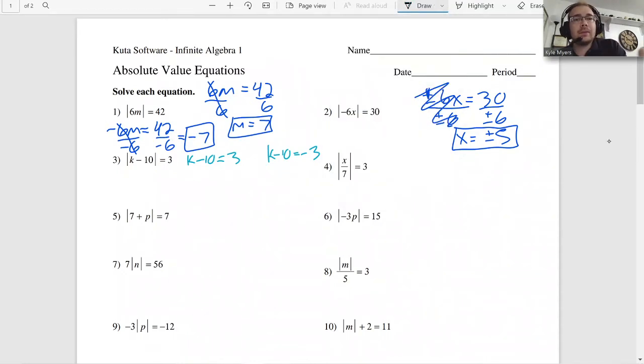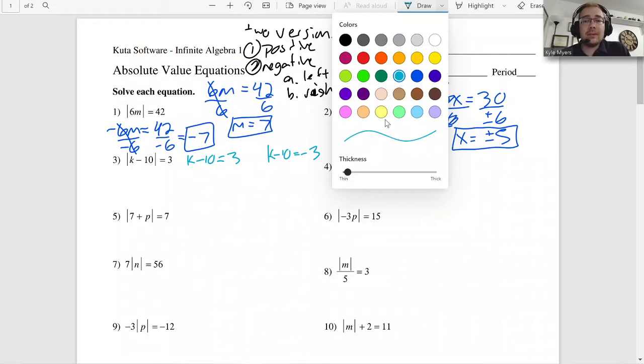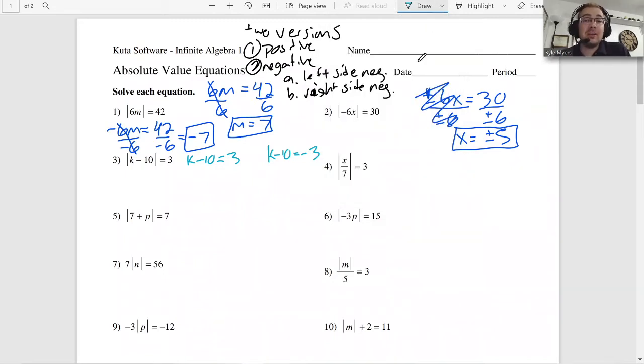So let's go back in here. There are two versions. One, there's the positive version. And then two, there's the negative version. But you can either make the left side negative or the right side negative. All right, don't do both, because then you would just be creating another positive version, basically. But you have two main options when you're getting that second version. The first version is easy. You just leave it alone. You just take off the absolute value marks, and that's it. The second version, you either make the left side negative or the right side negative. Okay? So just whatever's going to be easier. If you want to just do the left side negative each time just for consistency, then go for it. But it might be a little bit harder, so you might want to make sure you're a little careful.